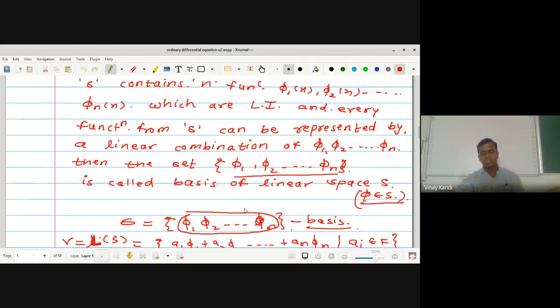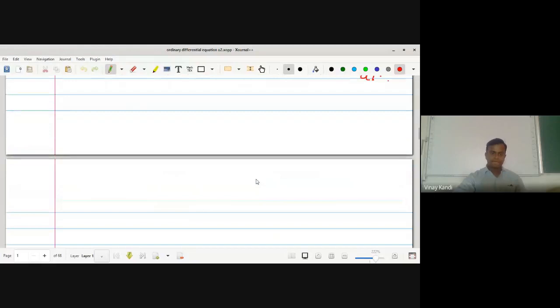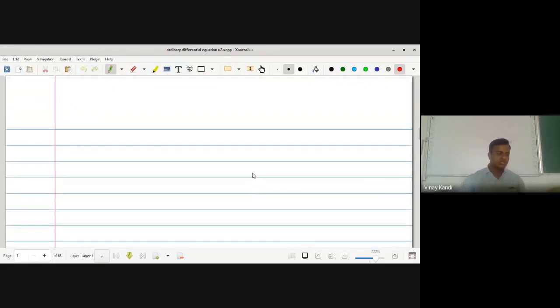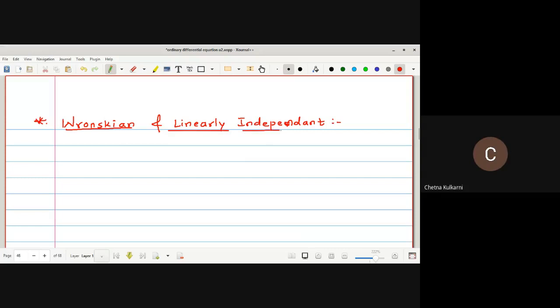Now, the next point of our syllabus is the Wronskian and linear independence. आवाज ऐकू येतोय माझा? Yes, sir. Okay.